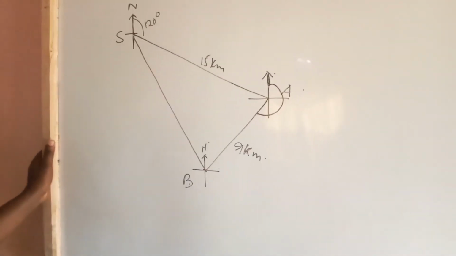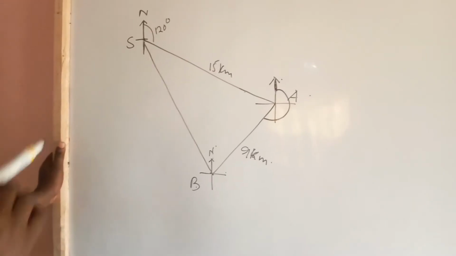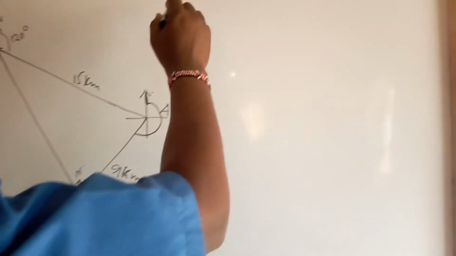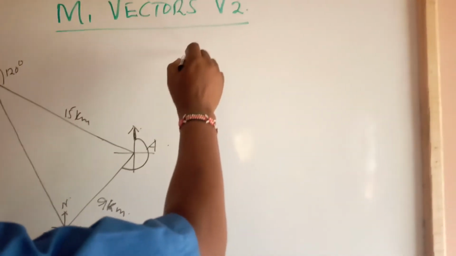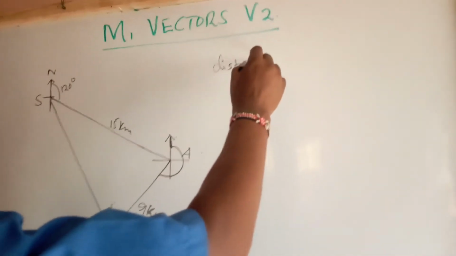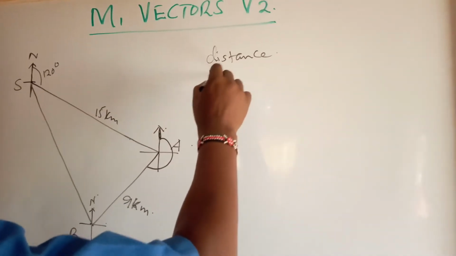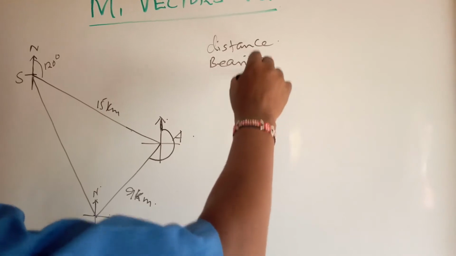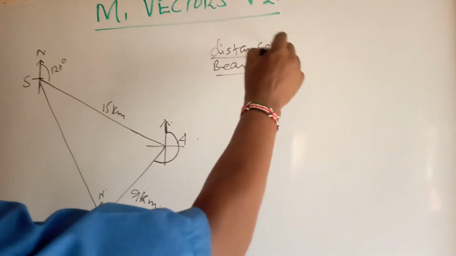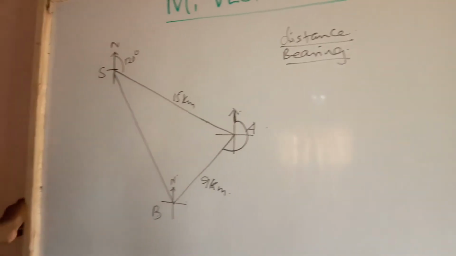Now, displacement, we have to talk about the distance, and we have to talk about the bearing. We must express the displacement of S from B in terms of these.